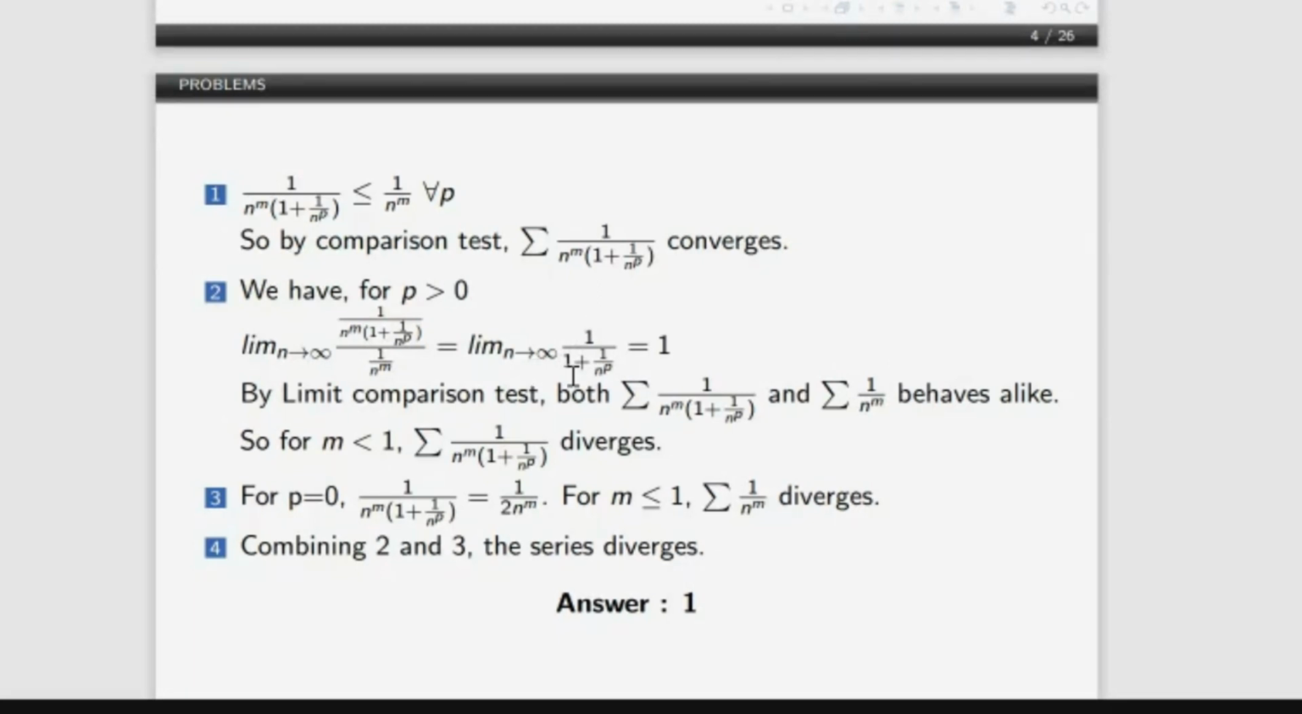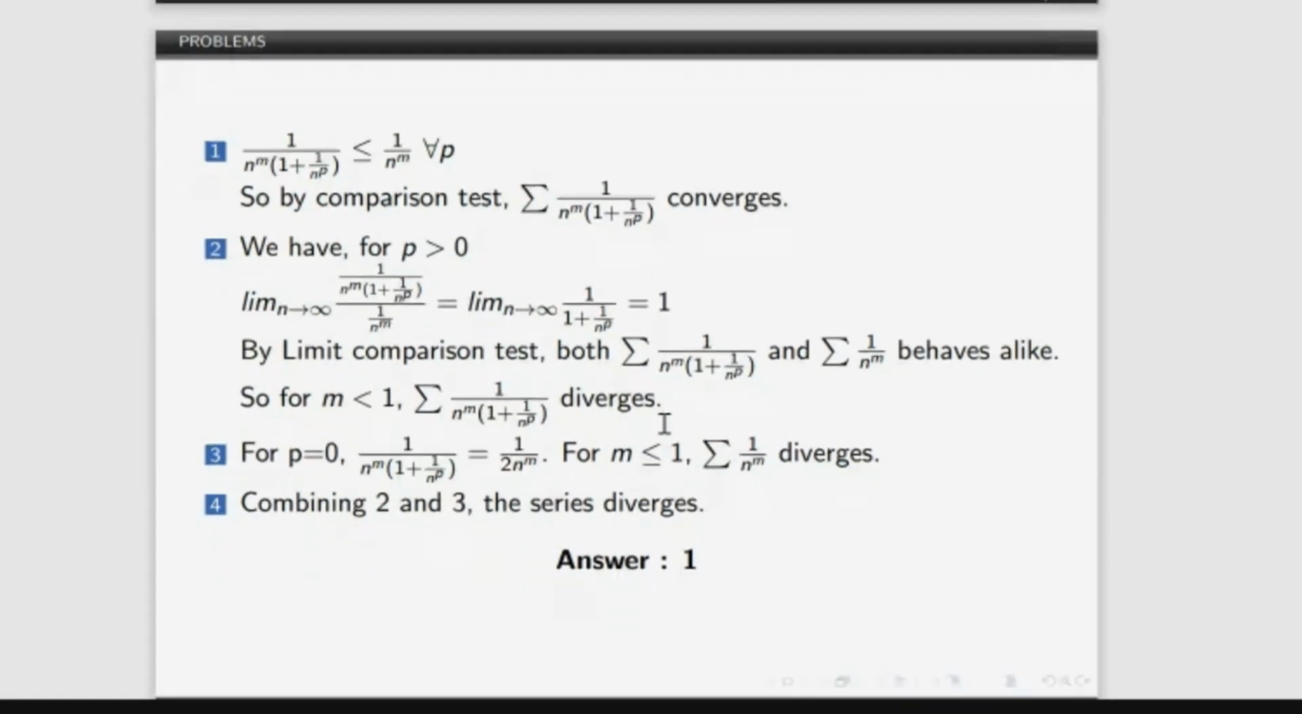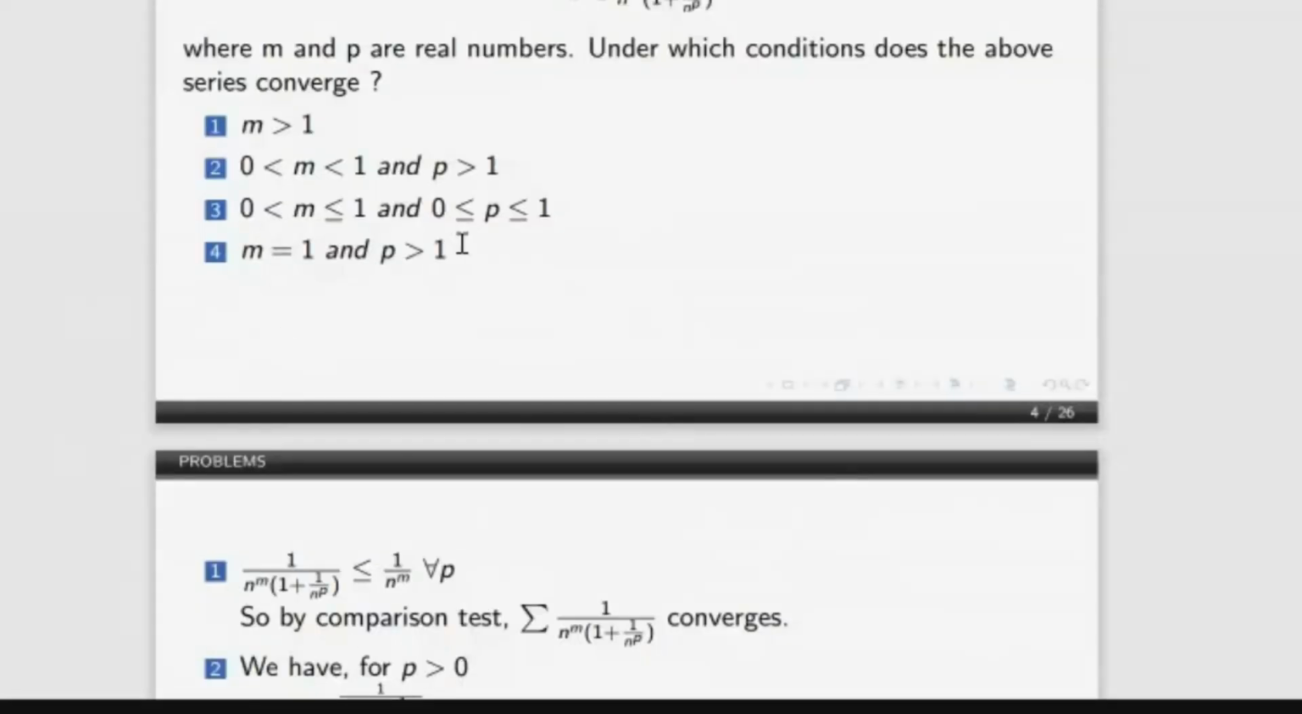I get it to be 1 by (1 plus 1 by n power p). For p greater than 0, n power p becomes infinity, so 1 by n power p becomes 0 and the overall value becomes 1. So by limit comparison test, both these series, the one in the numerator and the one in the denominator, behave alike. So for m between 0 and 1, the series is divergent.